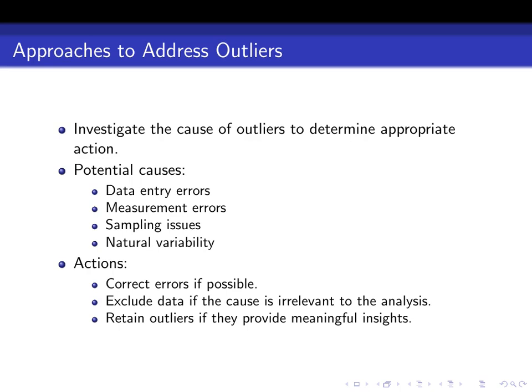When addressing outliers, it's important to investigate their causes. Potential causes include data entry errors, measurement errors, sampling issues, or natural variability. Depending on the cause, actions can vary: correcting errors, excluding irrelevant outliers, or retaining them if they provide meaningful insights. For instance, if an outlier is a result of a natural phenomenon, it may be valuable to keep it in the analysis to ensure accurate modeling.